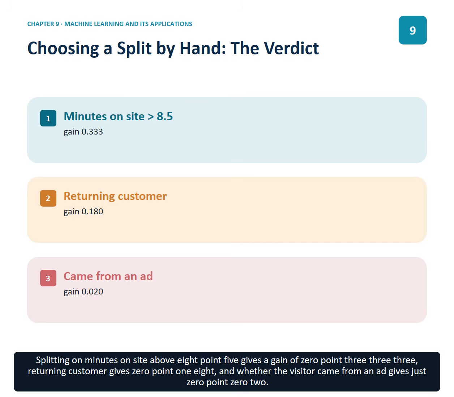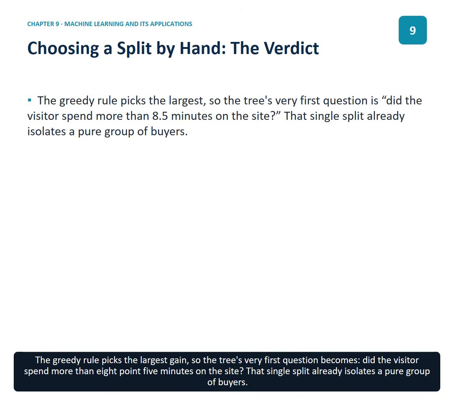Splitting on minutes on site above 8.5 gives a gain of 0.333. Returning customer gives 0.18, and whether the visitor came from an ad gives just 0.02. The greedy rule picks the largest gain, so the tree's very first question becomes, did the visitor spend more than 8.5 minutes on the site? That single split already isolates a pure group of buyers.